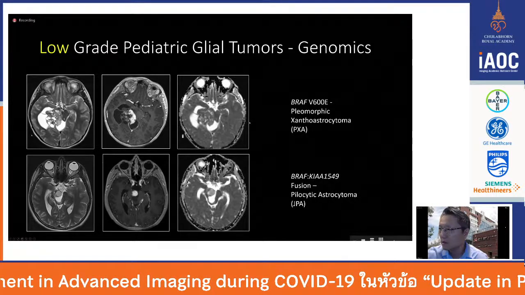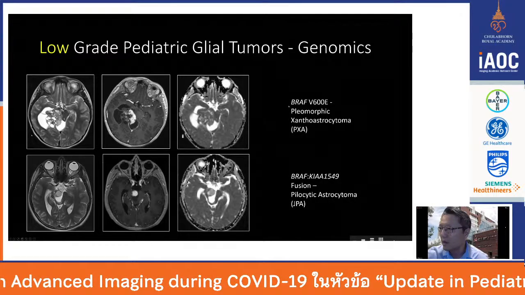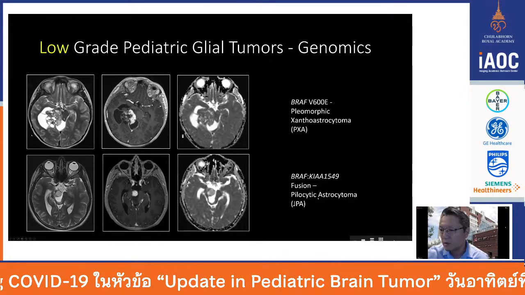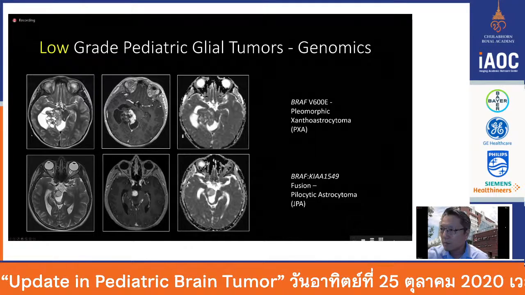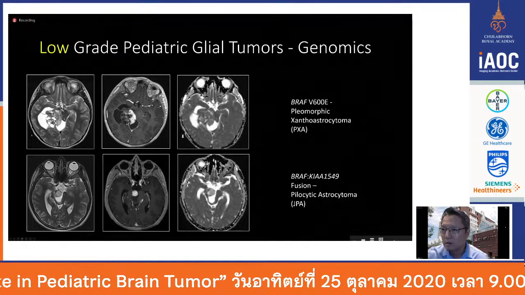So this one had a BRAF V600E point mutation, and this is more specific for pleomorphic xanthoastrocytoma, or PXA, and the BRAF fusion is more specific for pilocytic astrocytoma. And so we can also tell this just by imaging alone. When we look at the dural margin, the PXA will typically have a broad dural base. That's one of the hallmarks of PXA. And so therefore the V600E point mutation is more likely with the PXA.